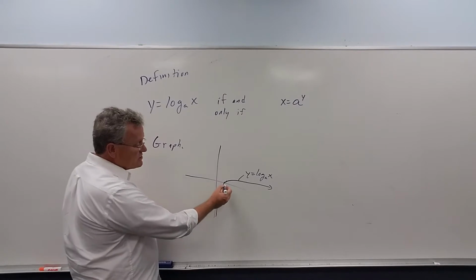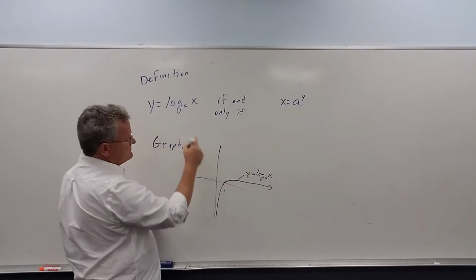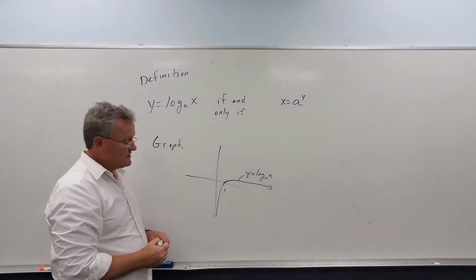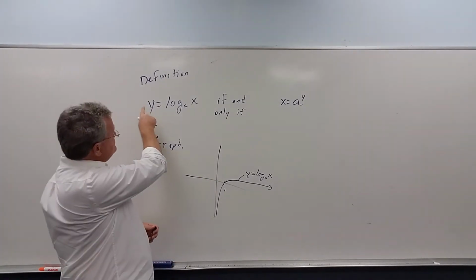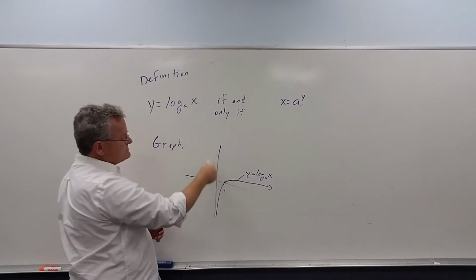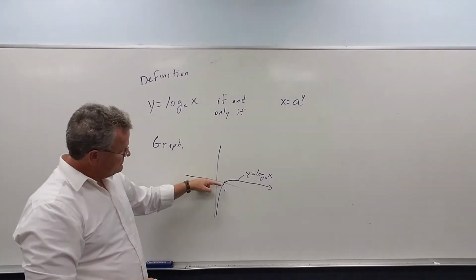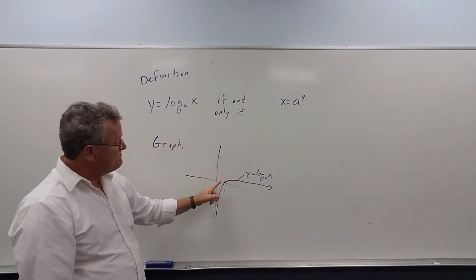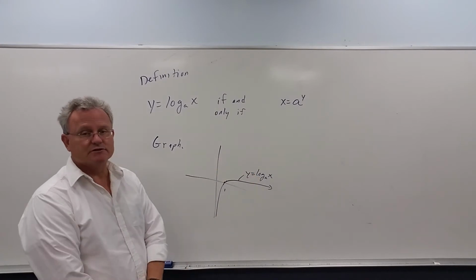So in other words, logarithms can be negative. Our graph is below the x-axis. Those are negative y values. So for logarithms of fractions, when x is a fraction, the answer is going to be negative. When x is bigger than 1, it's going to be positive.